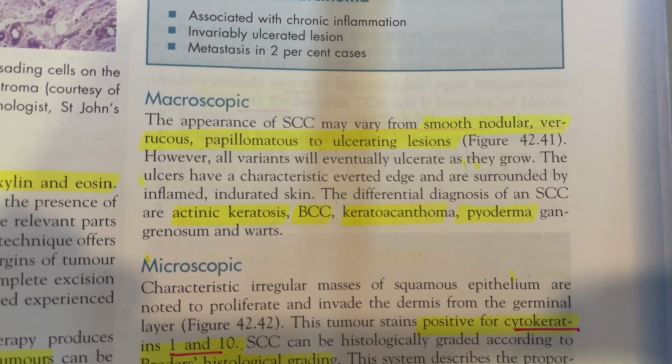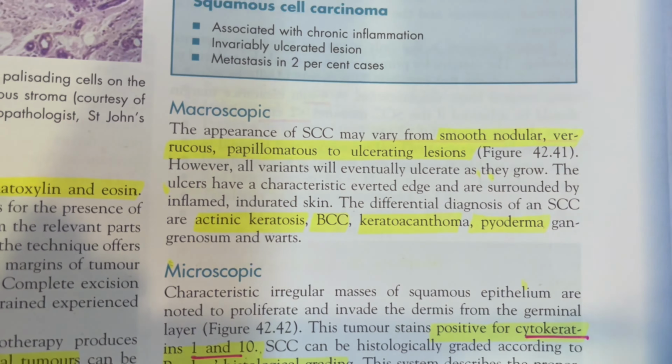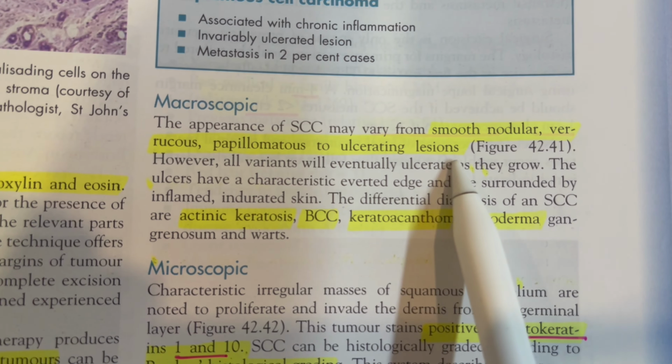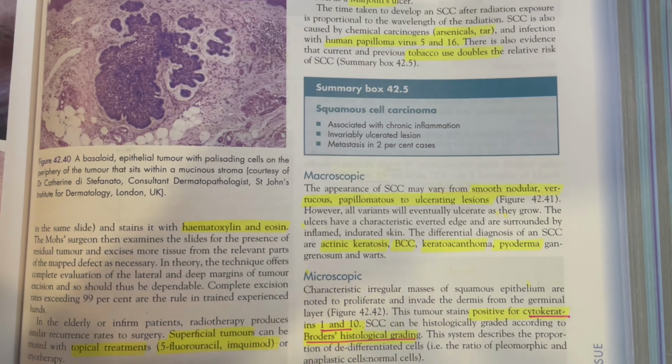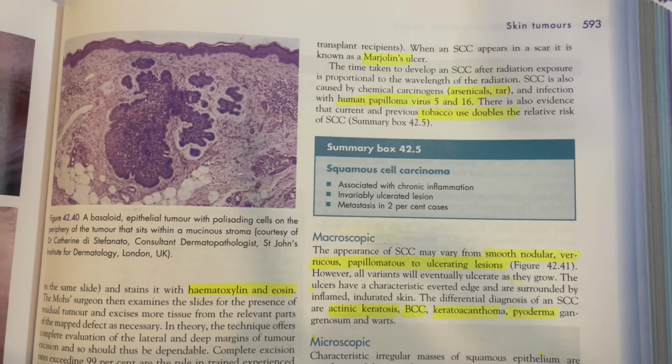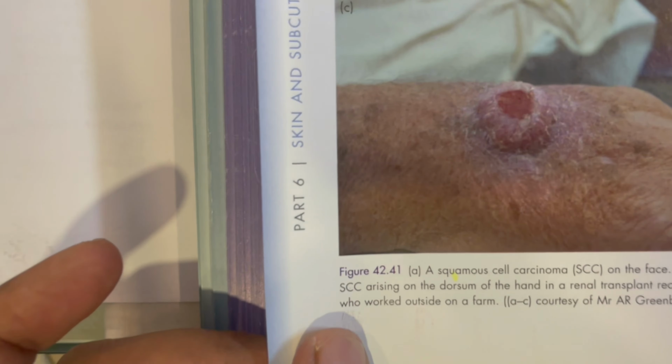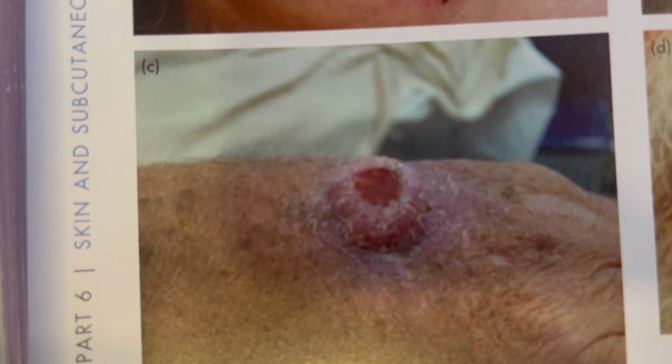The macroscopic appearance may be smooth or a papillomatous ulcerating lesion. You can see this one is the squamous cell carcinoma.